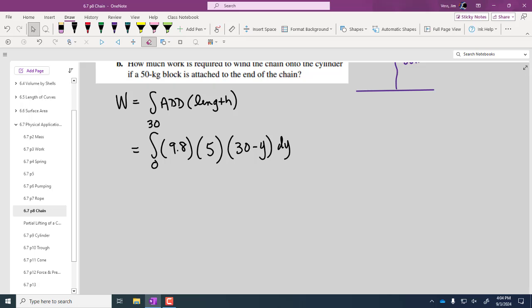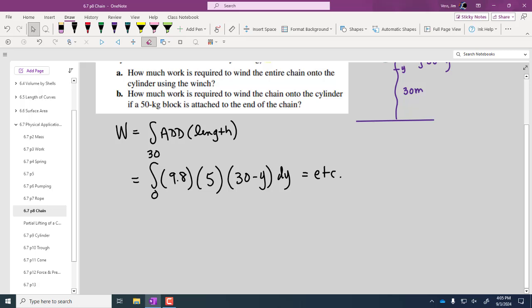All right. So whatever that is, that's not too hard to integrate. 30y minus y squared over 2, plug in the limits. So let's not actually compute that. Let's take a look at the second one. So that's part A. Part B.